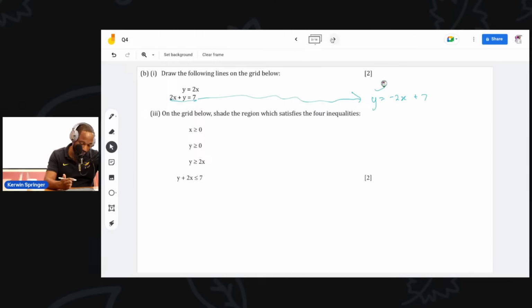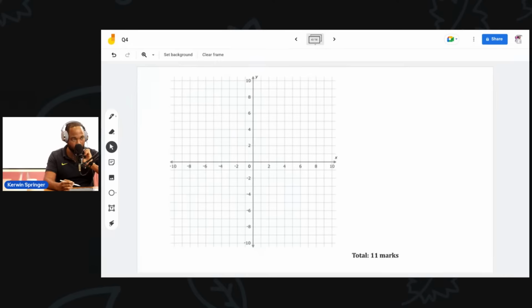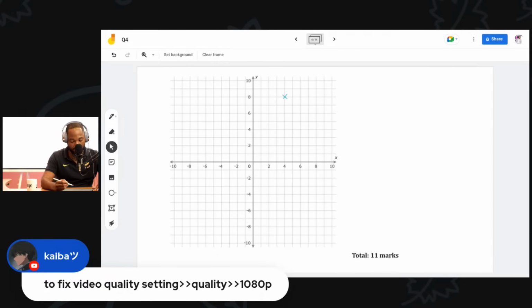So y is equal to 2x. I need to draw it on the grid below. The grid is on page 4. So watch how I'll do this. If y is equal to 2x, I don't really need to overthink that. So when x is 4, y is 8. See in that class? When x is 4, y can be 8, because y is equal to 2 times x. And then 0, 0 is a point going through as well.